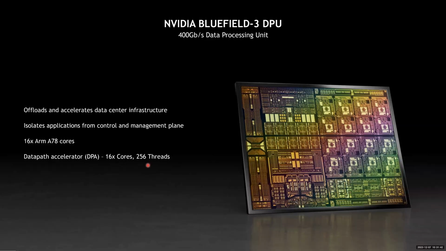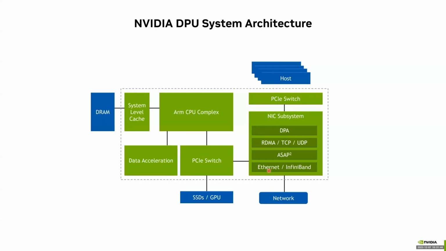If we look in more detail at the architecture of the DPU, we see that we get data from the network, and then we have the NIC subsystem, which implements transport and where the DPA sits. From the NIC subsystem, the data can then flow either towards ARM memory, host memory, or GPU memory.